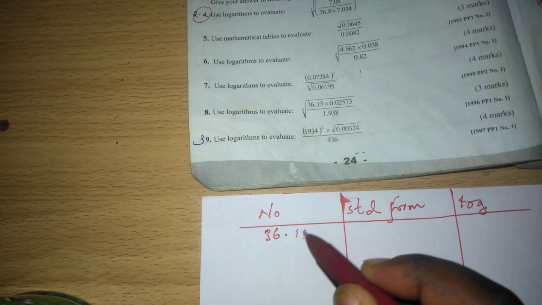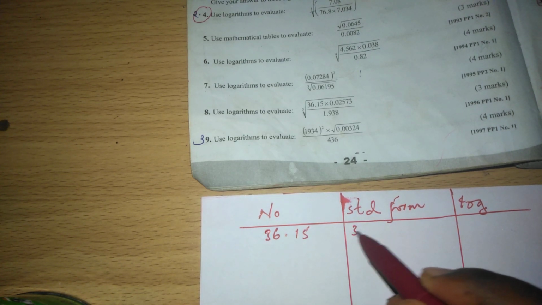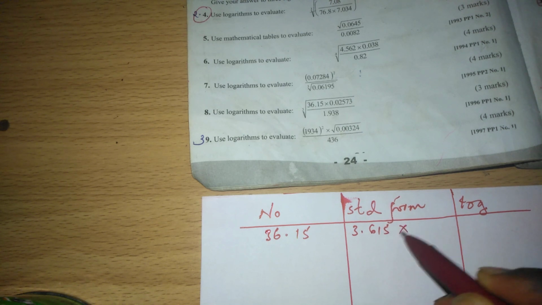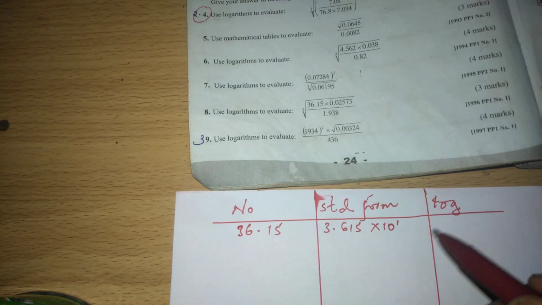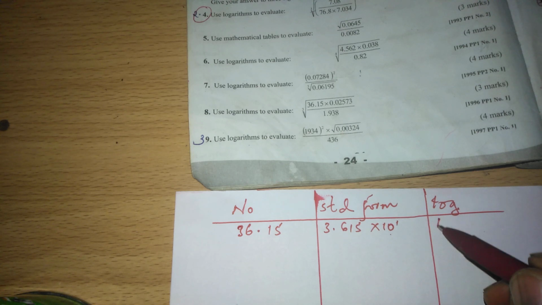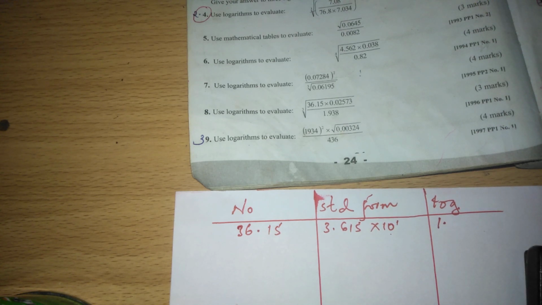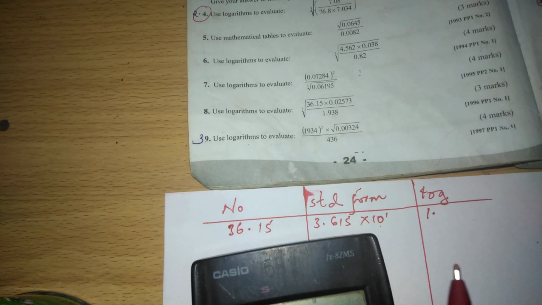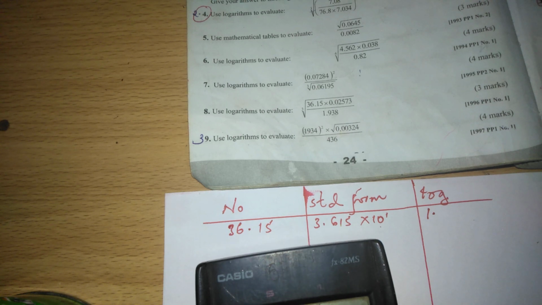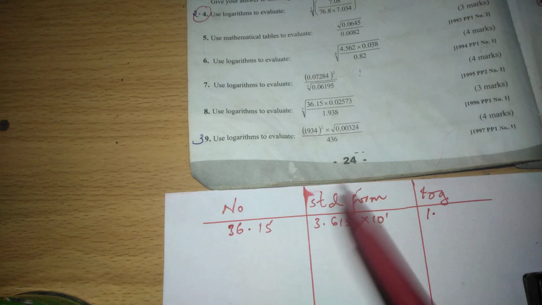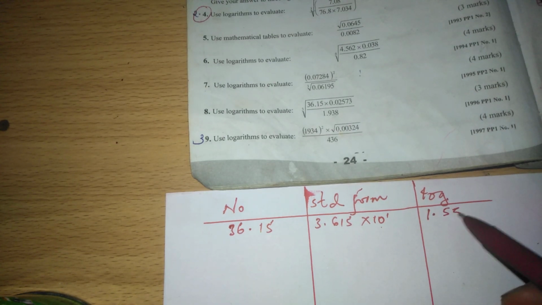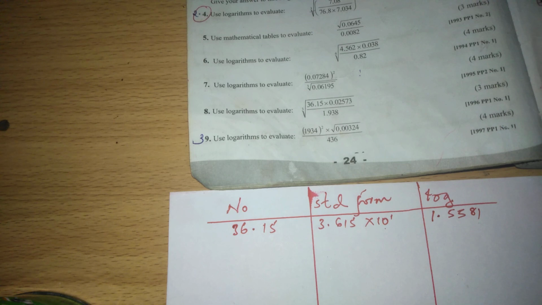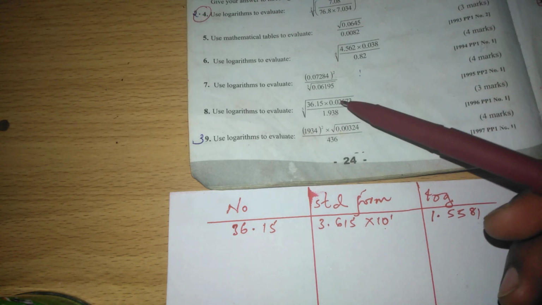The first number is 36.15, and this one in standard form will be 3.615 multiplied by 10 power 1. So when it is 10 power 1, then the logarithm should be 1 point. We read the logarithm of 3.615. So log 3.615 is 0.5581. So 1.5581.